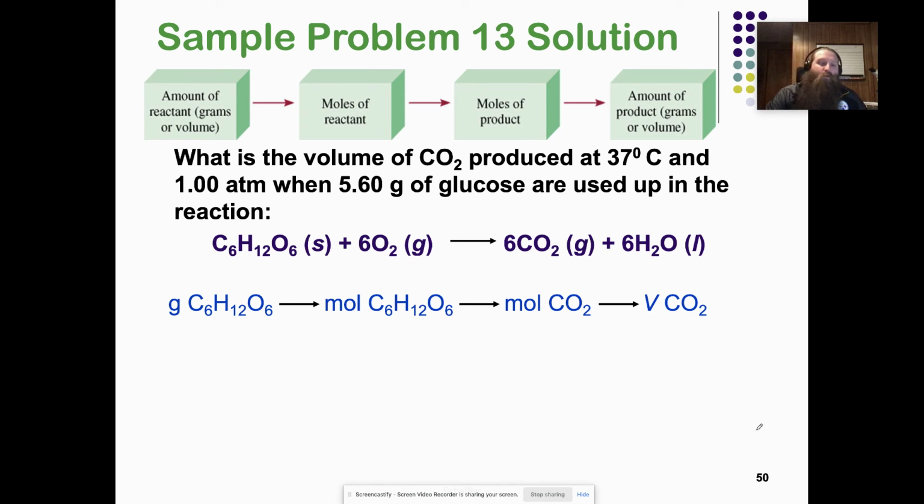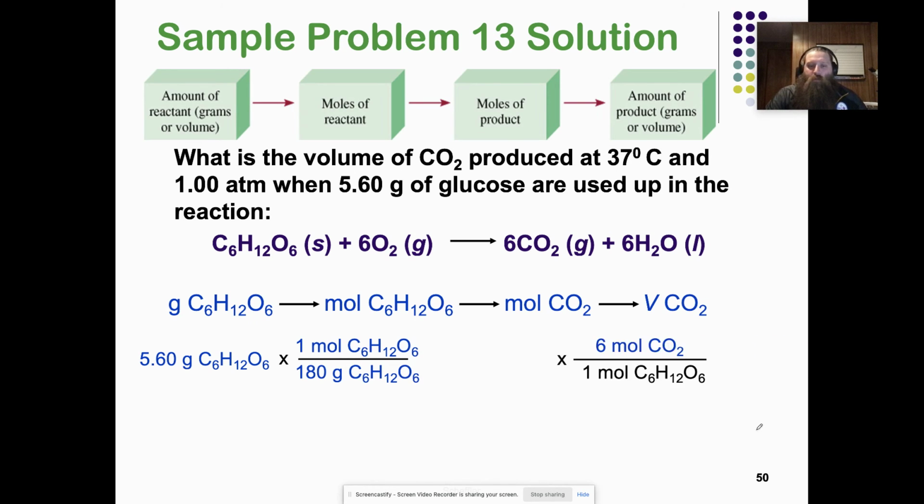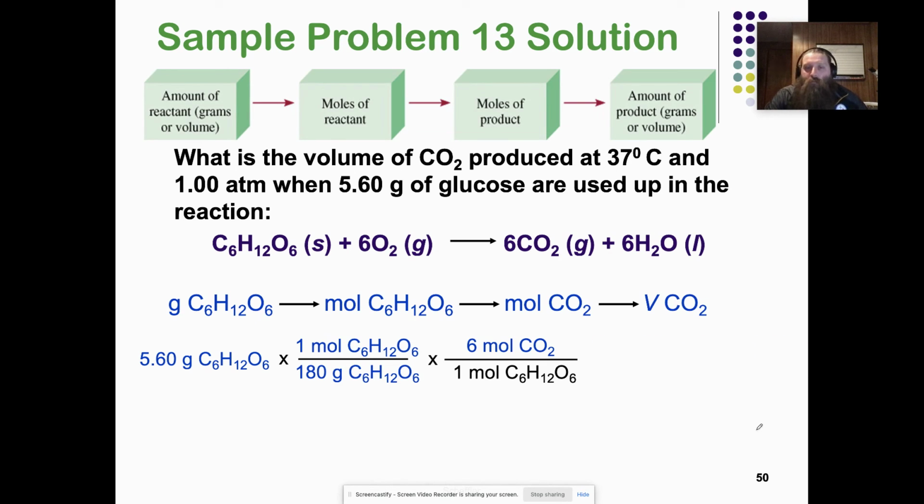So we need to go grams to moles and then moles to volume. That's what I need to work out here. So I've been given 5.6 grams of sugar. I'm going to use the molar mass of sugar to convert grams to moles. I'm going to use the molar ratio from my balanced equation, 1 to 6, to go from moles of sugar to moles of CO2. Those are going to cancel, and that's going to give me 0.187 moles of CO2.